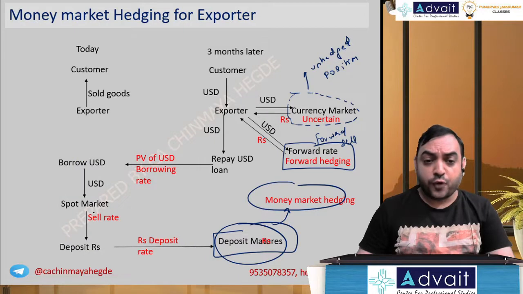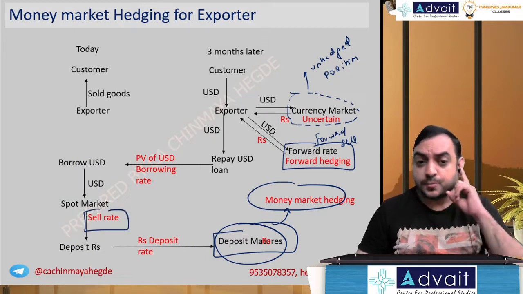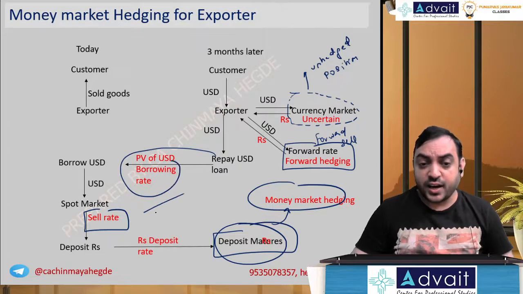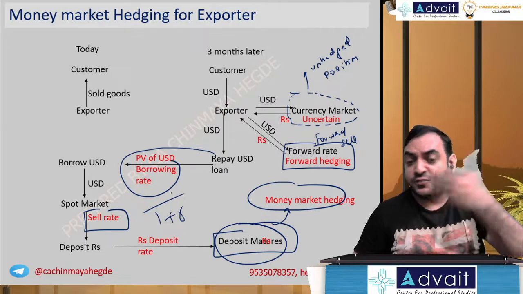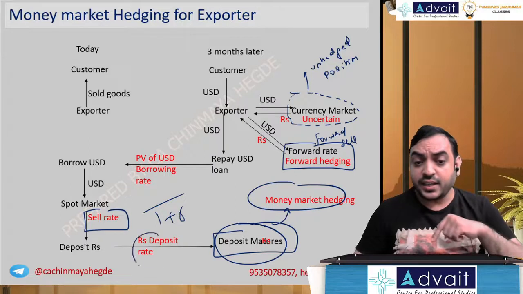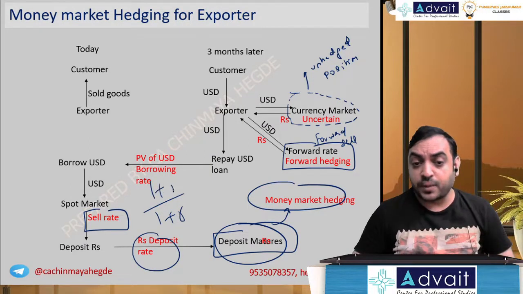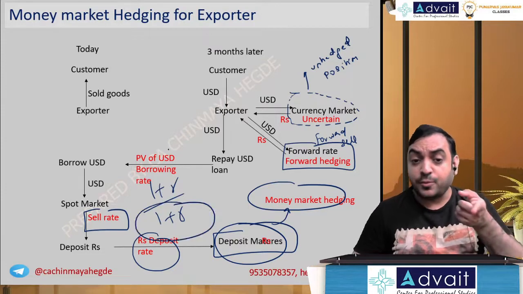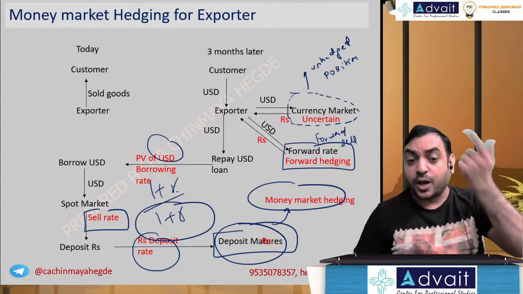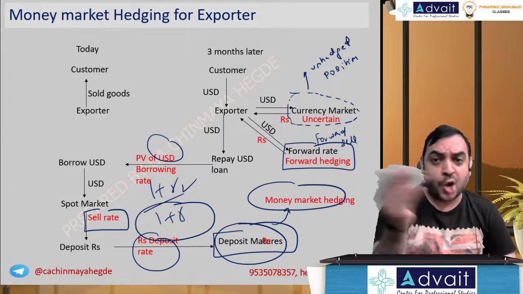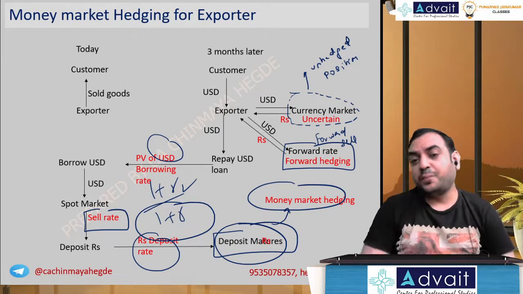So for this spot rate, if I apply, what I am doing is present value, divided by 1 plus R, to be specific the foreign interest rate. And this I am maturing, the deposit, I am compounding. So I am multiplying by 1 plus R. While discounting, I am using the USD rate. While compounding, I am using the rupee rate. That means compounded by local, discounted by foreign.